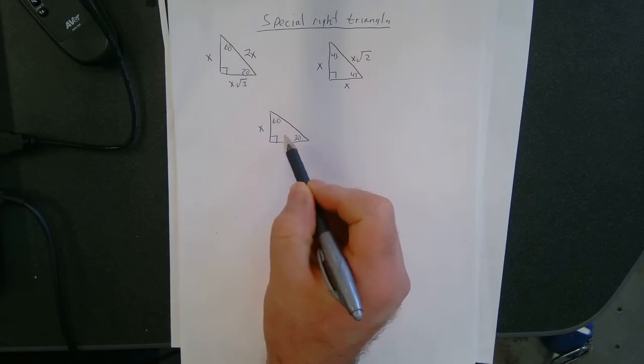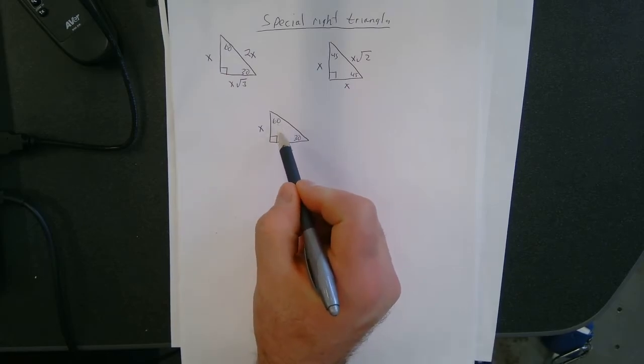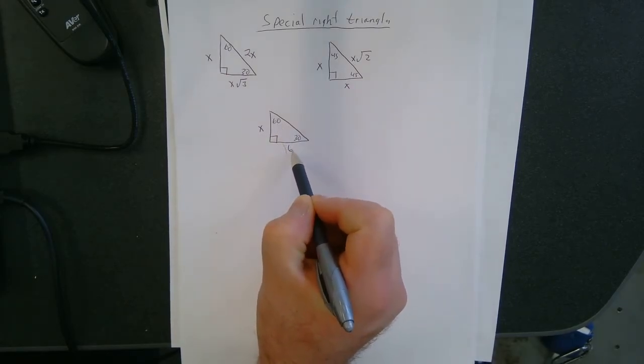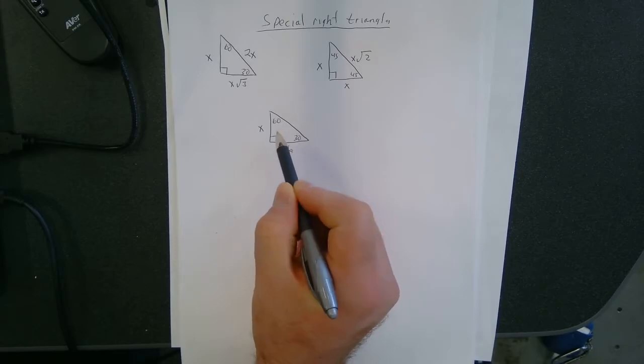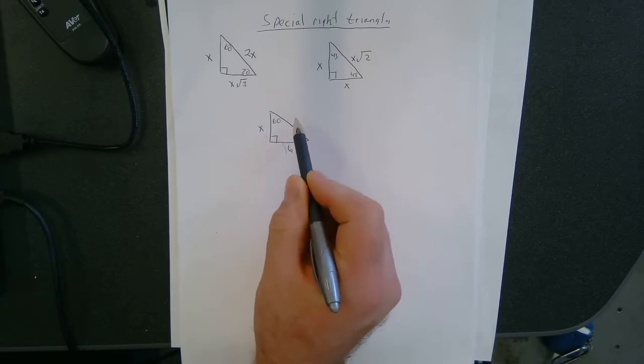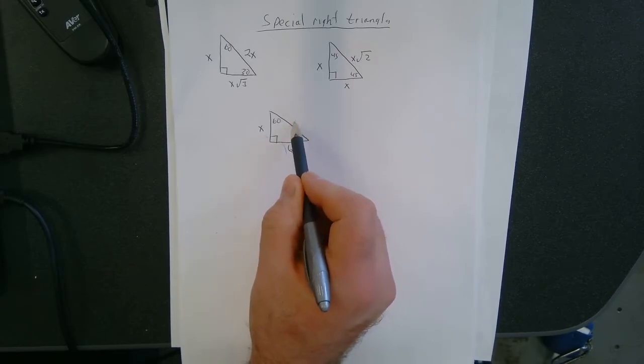All right, so looking at your problem, the side that we want is the side that's opposite the 60-degree angle. That's called the longest side. This side is called the shorter side. This side, as you probably already know, is called the hypotenuse.